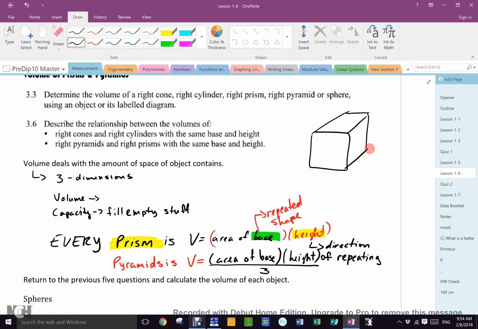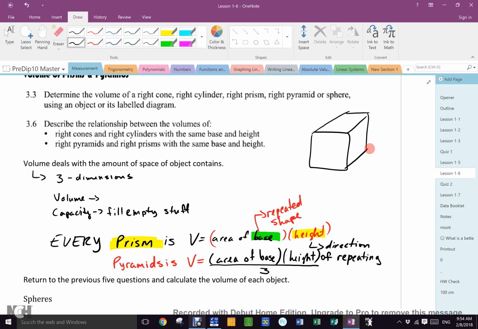Everybody cool? So now, this says return to the previous 5 questions and calculate the volume of each object. I gave you 4 in your notes. That's what we're going to do right now. Then we're going to talk about a 5th that was from yesterday's assignment. So if you turn back to page 26. There's our cereal box, yes?